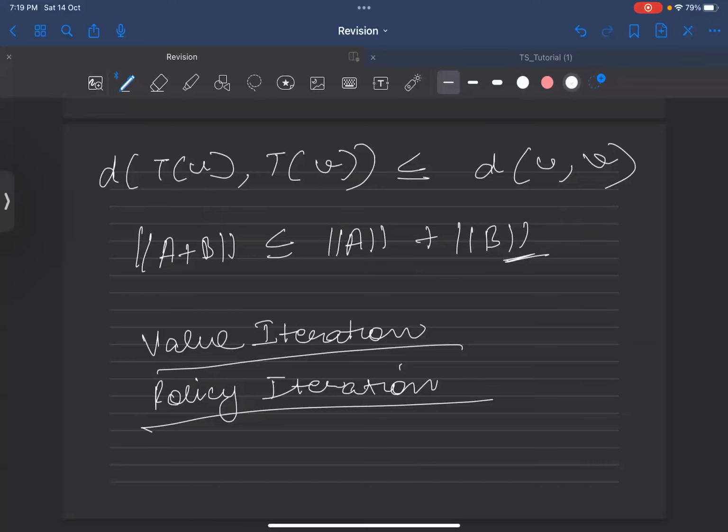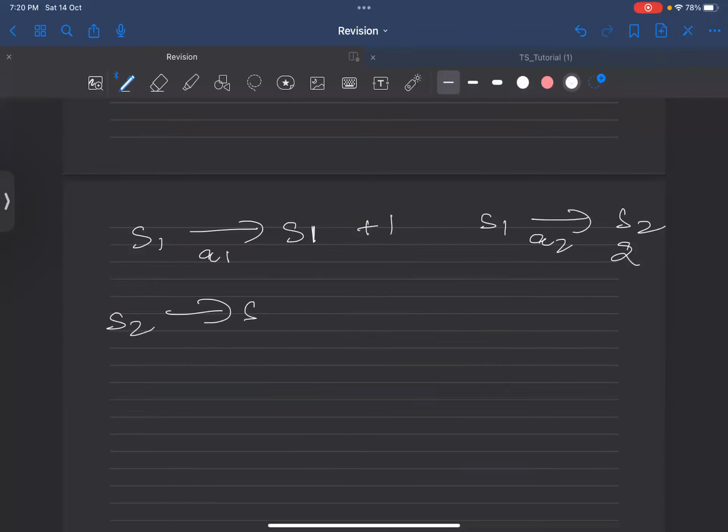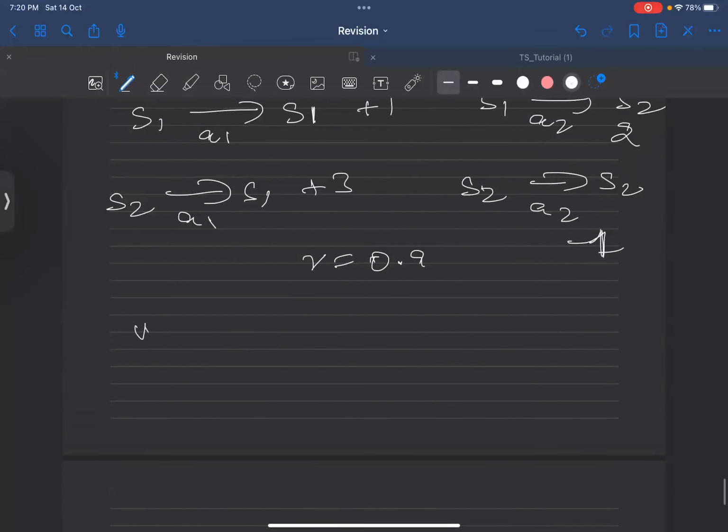Okay, let's take a very quick example. If I take action A1, I go again to S1, or if I take A2, I go to S2 and get a reward of 2. From state S2, I go to S1 with reward plus 1. If I am in S2 and take action 2, I go to S2 and get reward minus 1, and gamma is 0.9. So the first step is we initialize V of S1 and V of S2 as 0.